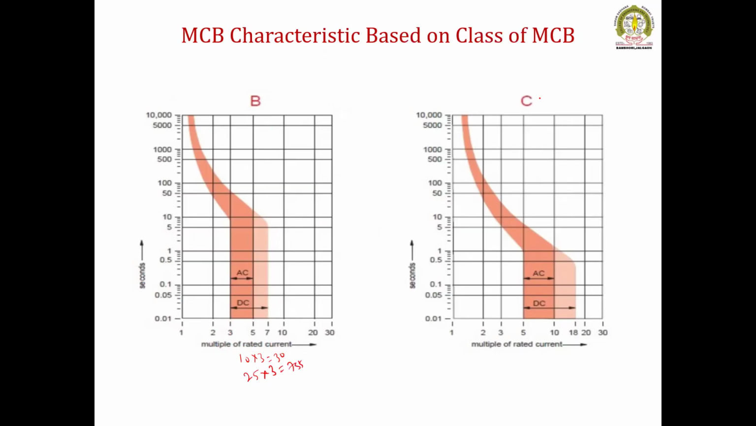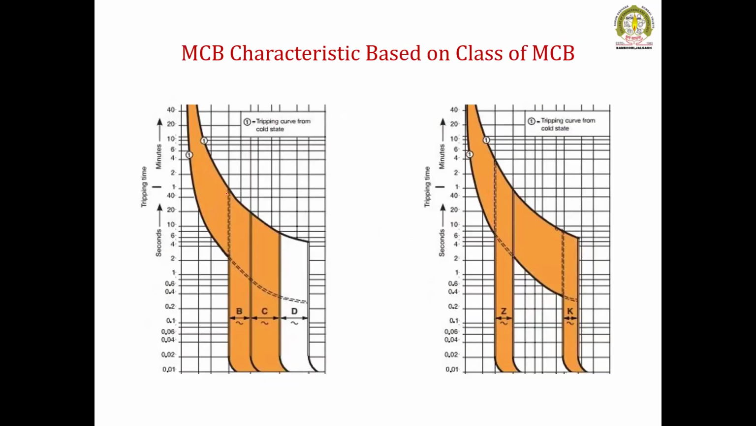Similarly for class C, the tripping current is 5 to 10 times, so here the tripping time is more. This can be understood from this curve. Now this is for MCB B, C, D. We can understand this is the inverse characteristic. It will take less time for the operation, say less than 0.4, but for B, it will take more time, around 2 seconds. So these are the different operations and different characteristics for the MCBs.